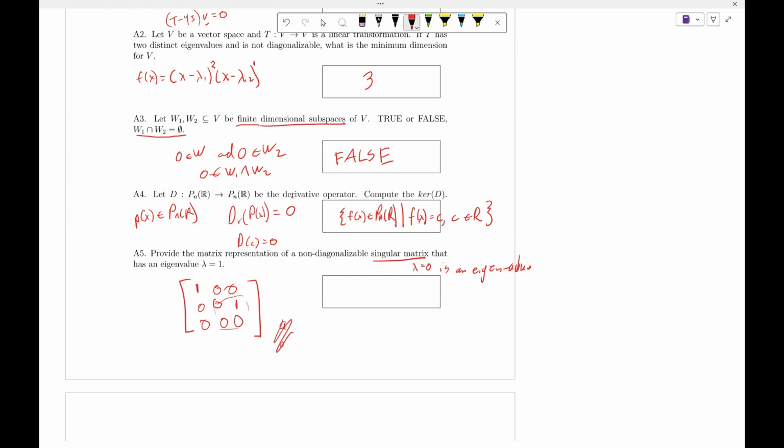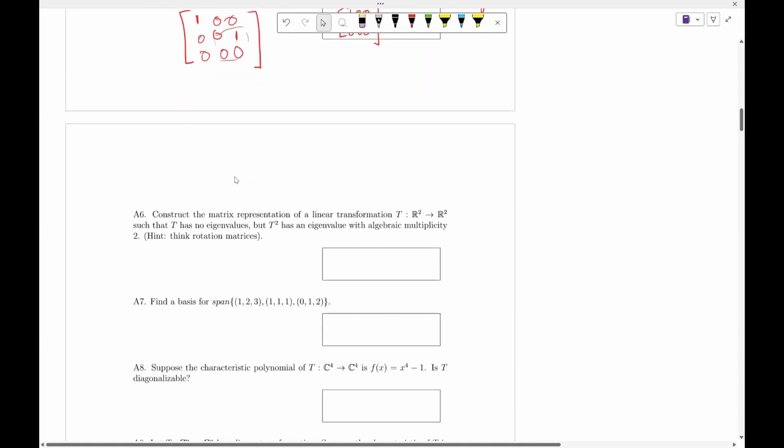So we're going to have the matrix 1, 0, 0, 0, 0, 1, 0, 0, 0. And now we're singular because we have a diagonal entry that's 0. We're non-diagonalizable because we have this little block thing. And then we have a 1 up here, meaning we have an eigenvalue 1. There are many solutions for this question.